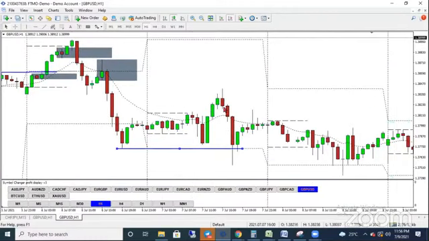Very wonderful sell trade here. For those of you who understand, I think in one of the videos last week, high probability, low risk trade, would have had an entry here.